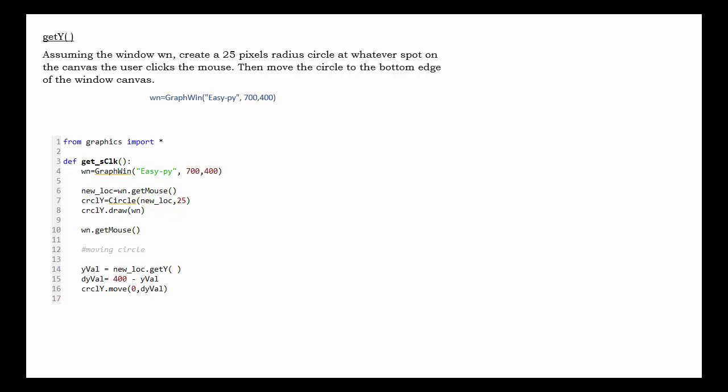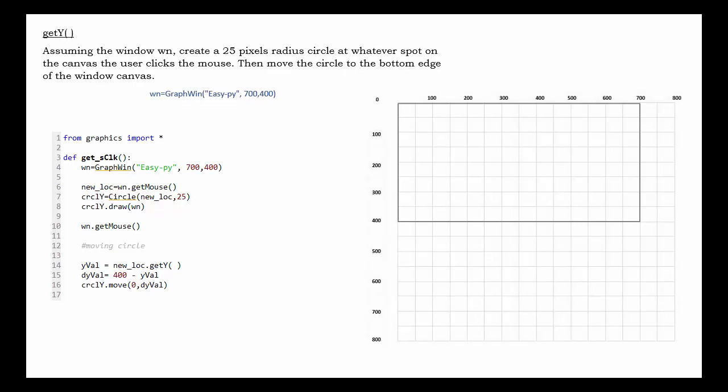We are asked to create a circle of 25 pixels radius at whatever spot the user clicks the mouse. We have seen that assignment before, and the new thing is that after the user clicks and the system creates the circle, the program should move the circle to the bottom edge of the window canvas. Let's take a look at the Python code. Line 4 simply creates a window, 700 pixels horizontal size, and the size vertically is 400 pixels.